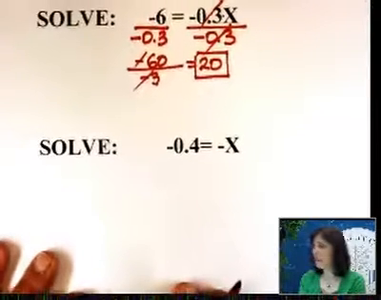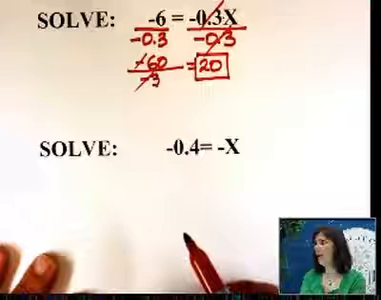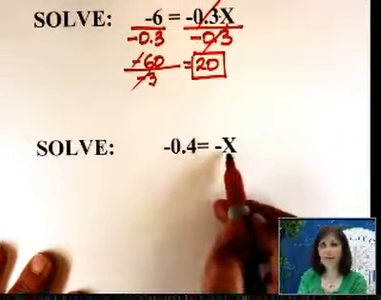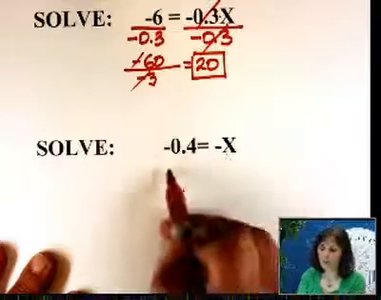So let's look at this one. Does it bother you that you have an x on the right? It shouldn't. But what is the coefficient of x? That's the number in front of x. Think of it this way.